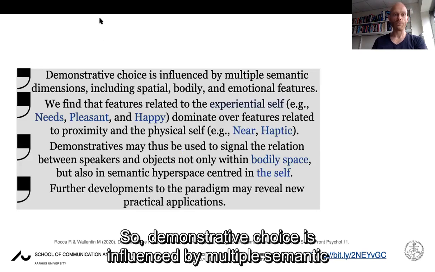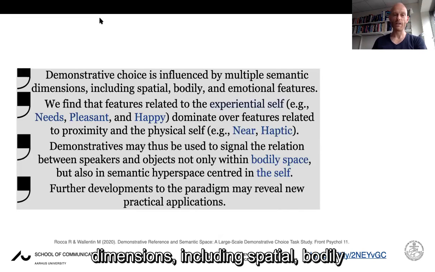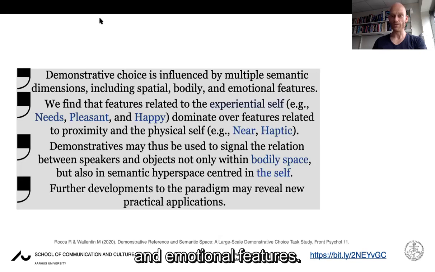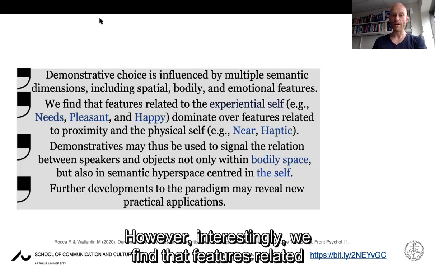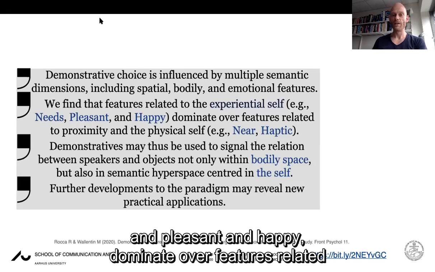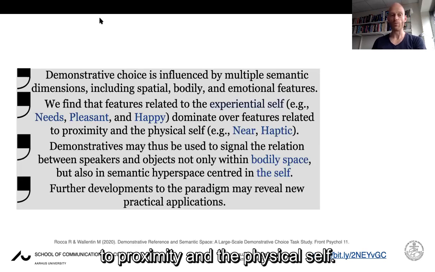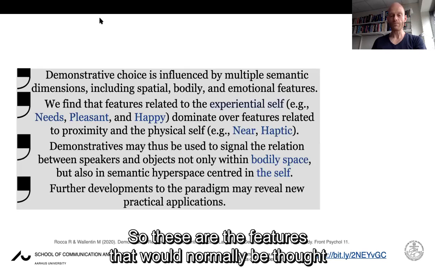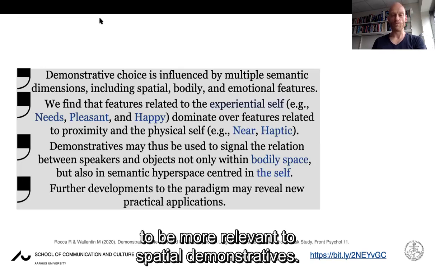So demonstrative choice is influenced by multiple semantic dimensions, including spatial, bodily, and emotional features. However, interestingly, we find that features related to the experiential self, that's features such as need and pleasant and happy, dominate over features related to proximity and the physical self. So these are the features that would normally be thought to be more relevant to spatial demonstratives.